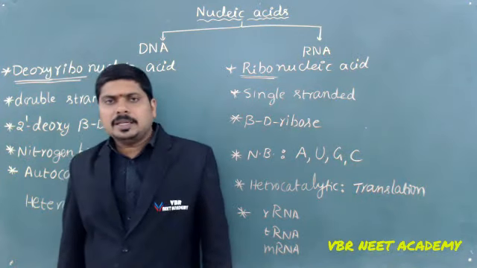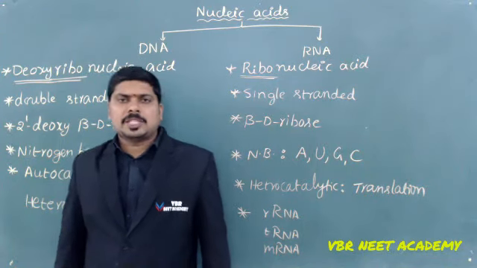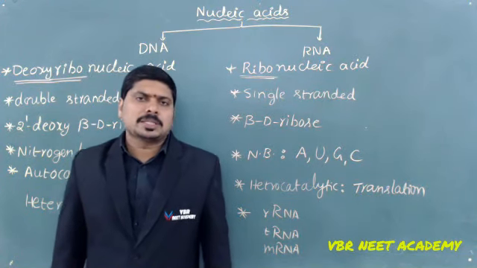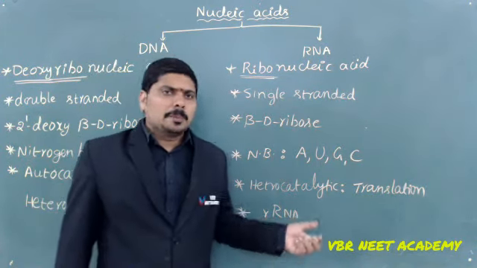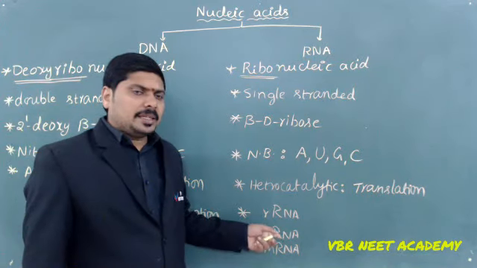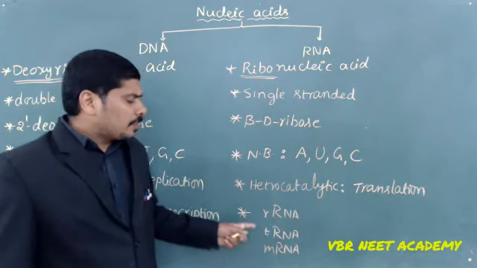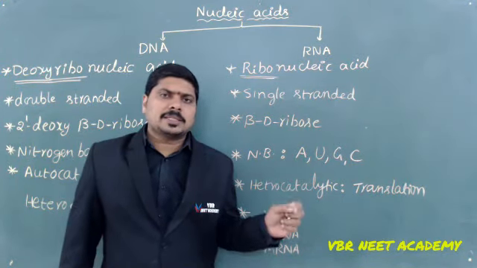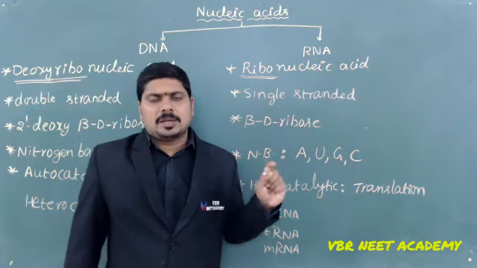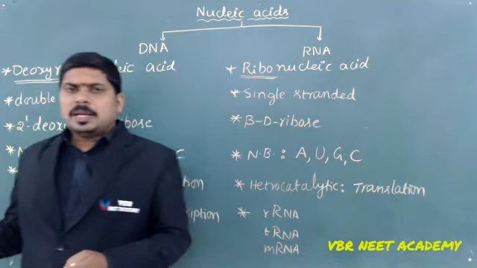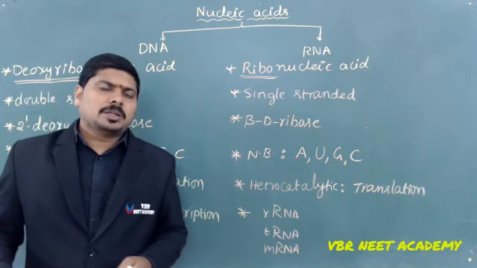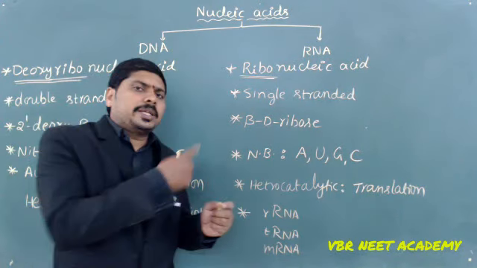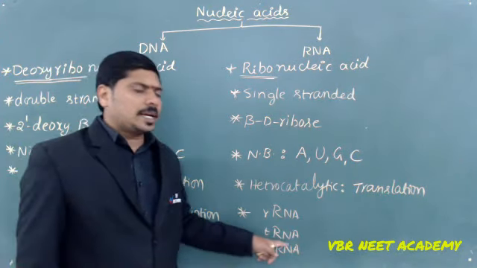What is rRNA? It is called ribosomal RNA, which is present in the ribosomes, and it is responsible for providing the platform for protein synthesis. Whereas tRNA is called transfer RNA, which is responsible for transporting the amino acids from where they are produced to the site of protein synthesis. That is what we call tRNA.